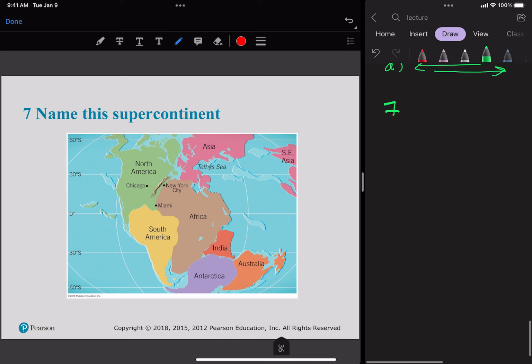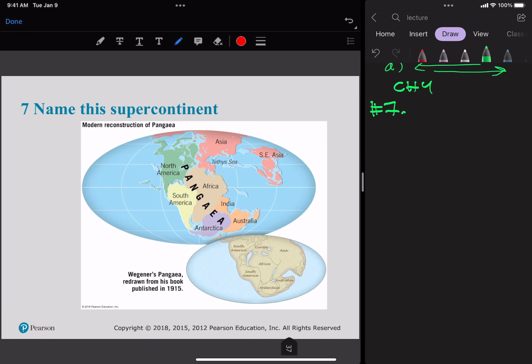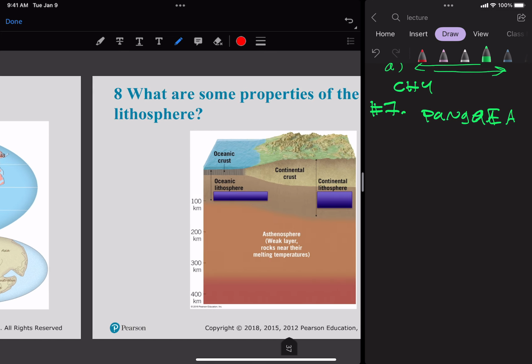Okay. 7. What is the name of this supercontinent? The most recent supercontinent? And, oh, well, this is chapter 4, number 7. So the name of the supercontinent is Pangaea. So this is the continent that was around when the dinosaurs were around. Okay.